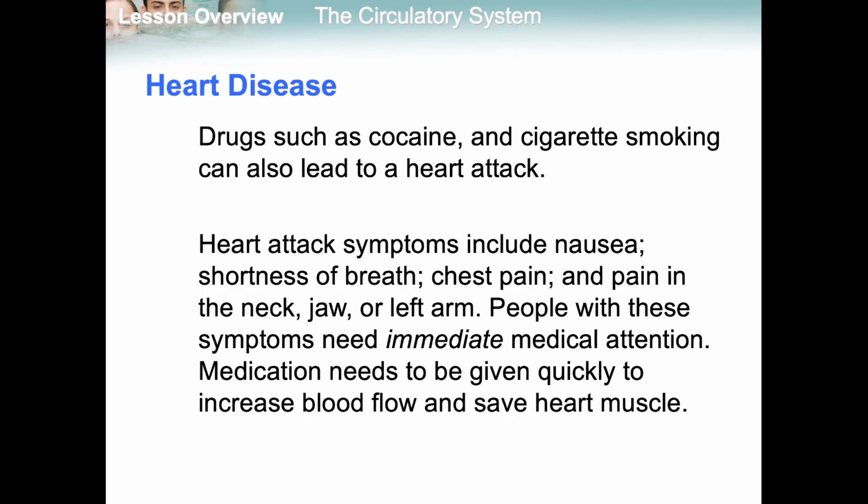Drugs such as cocaine and cigarette smoking can also lead to heart attacks. Heart attacks are actually different between males and females. Most of the time, this is all males. So shortness of breath, chest pain, and pain in the neck, jaw, or left arm, this has to do with men. Females tend to feel nauseous and pain in the lower back and kind of some cramping. So there's very different symptoms towards males and females.